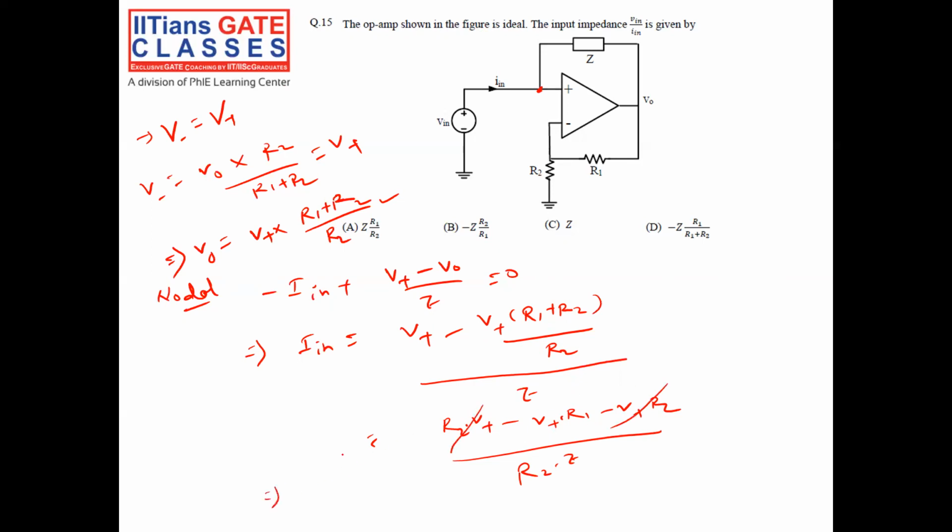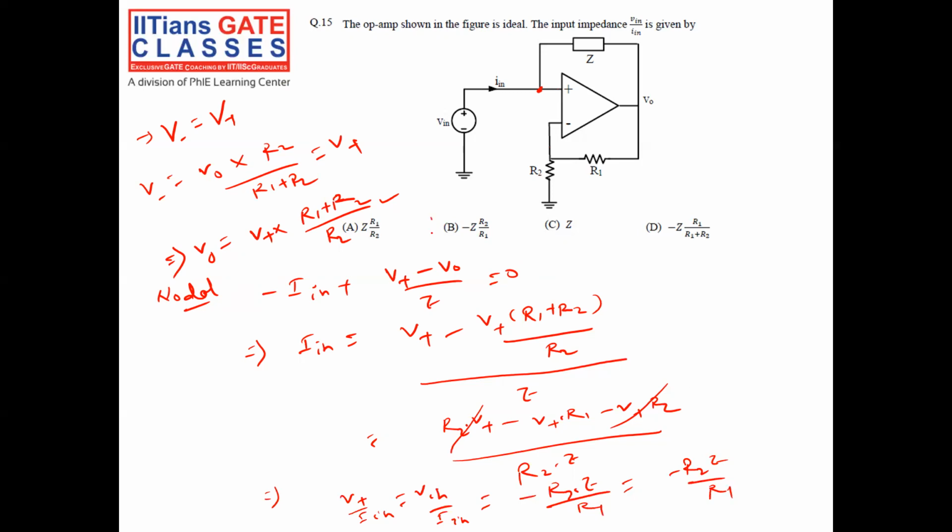So what I have is V in is nothing but V positive, right? V positive is nothing but V in only. So V positive by I in is equal to V in by I in is equal to R2 into Z minus R2 into Z by R1, right? Correct? See, I in is equal to minus V positive R1 by R2 into Z, okay? So V positive by I in is R2 into Z divided by minus R1. So it will be minus R2 Z by R1.